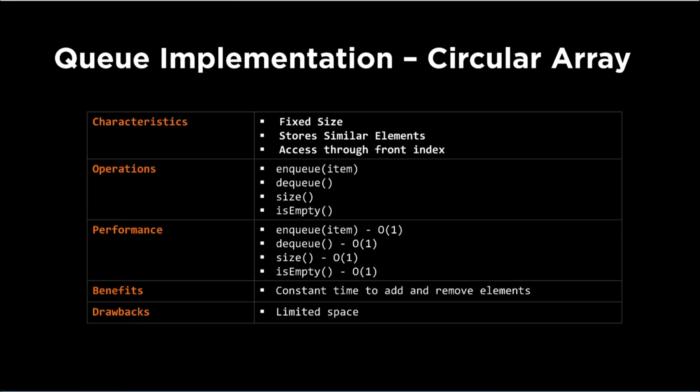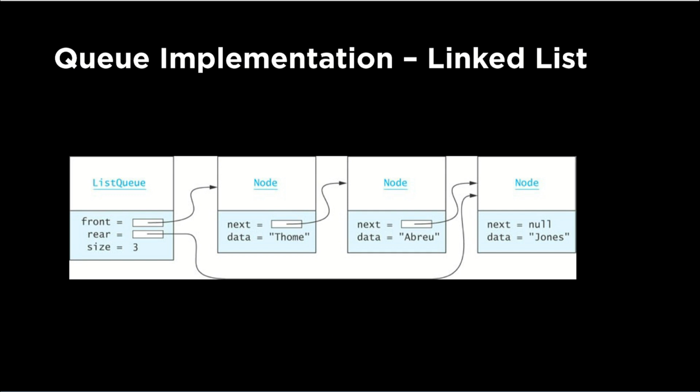But this approach solves the third issue, which is the wraparound one. So it again has the same constant amount of operations. For all operations, it takes a constant amount of time. It again has a drawback of limited space. But now at least we have solved the rightward drift problem.